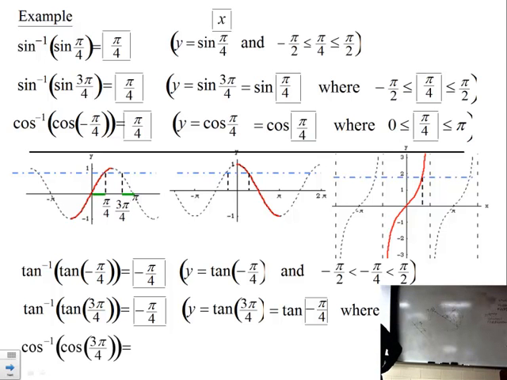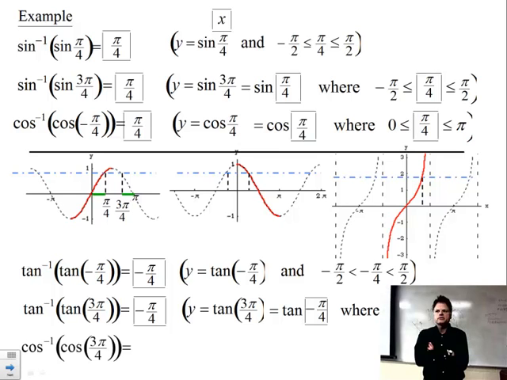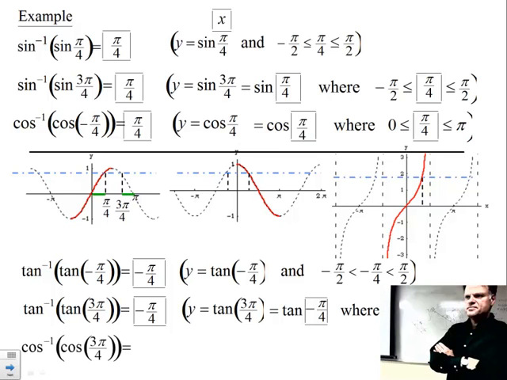So how about the cosine inverse of the cosine of 3 pi over 2? What is that? Tell me what that is, without peeking.